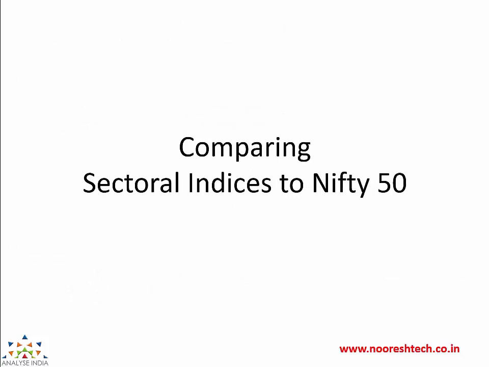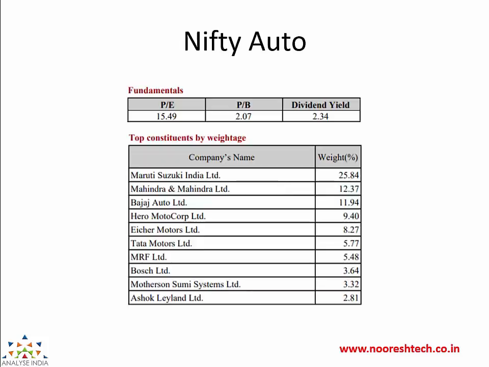Now we will look at some examples where we will compare the sectoral indices to a broader market index, which is Nifty 50. For a longer term view, we will take weekly charts. The first sectoral index that we will start with is Nifty Auto. The constituents are mentioned on your screen. The top constituents are Maruti, Mahindra, Bajaj, Hero and Eicher.